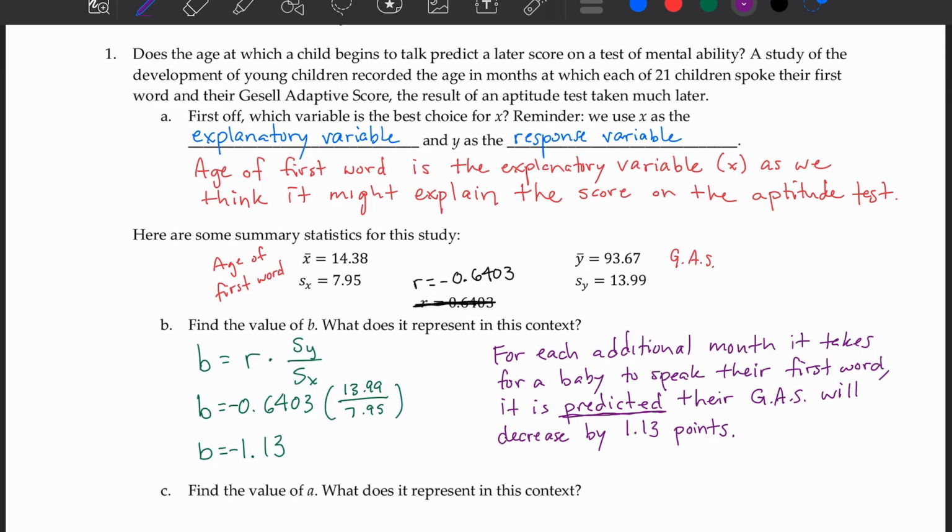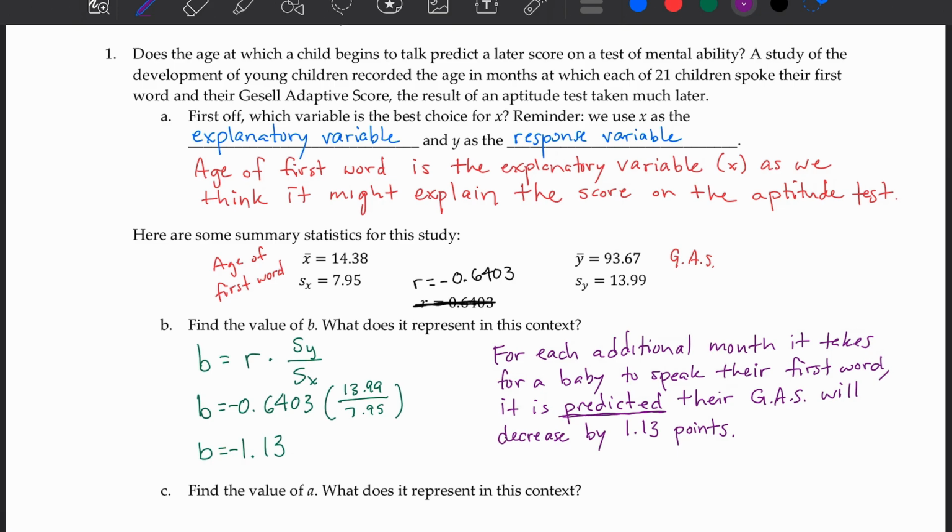For each additional month it takes for a baby to speak their first word, it is predicted their GAS will decrease by 1.13 points. So you see I have turned this slope of negative 1.13 into 1.13 over 1. And then it's talking about points over the months. That's our Y's and X's and their units. And so I talk about a 1 month increase resulting in a point decrease of about 1.13. And I'm throwing in that word predicted because remember, it's not a guarantee that that happens, okay?